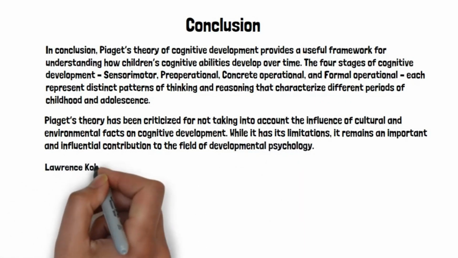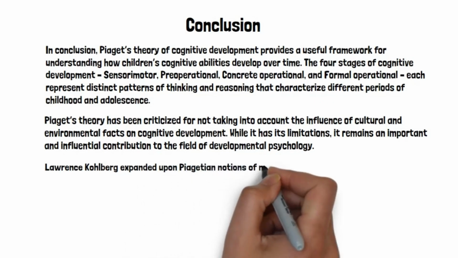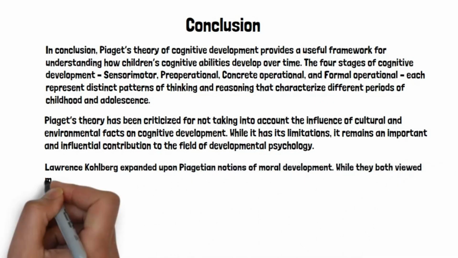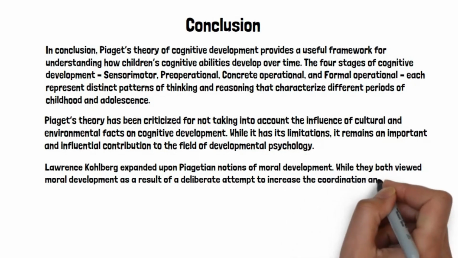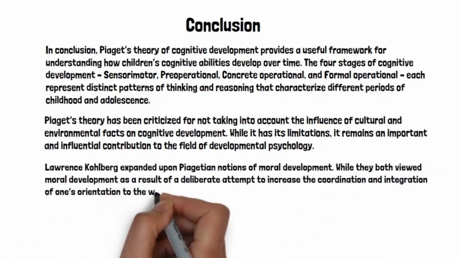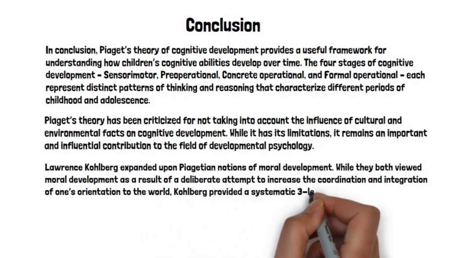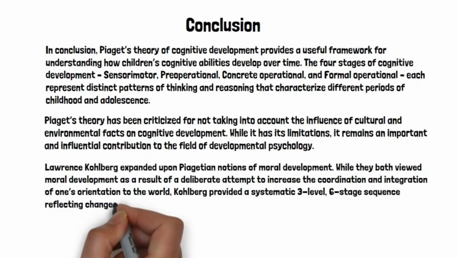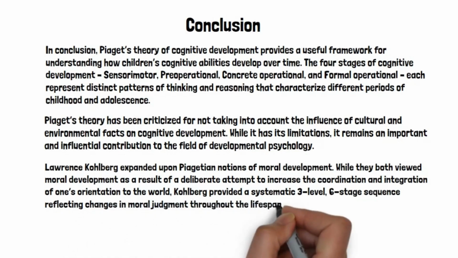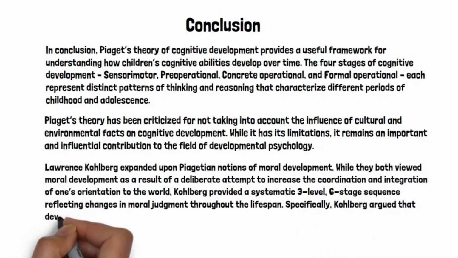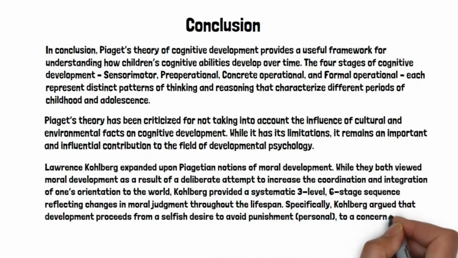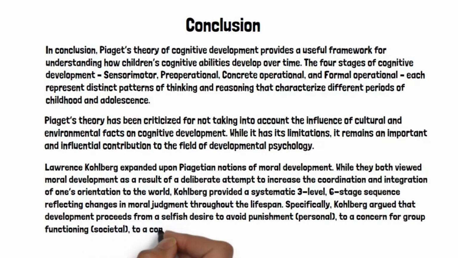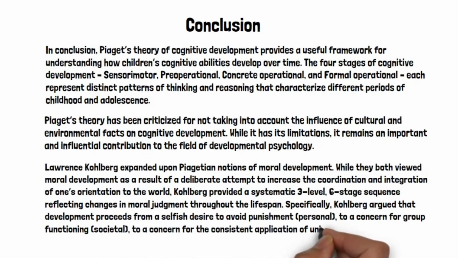Lawrence Kohlberg expanded upon Piagetian notions of moral development. While they both viewed moral development as a result of a deliberate attempt to increase the coordination and integration of one's orientation to the world, Kohlberg provided a systematic 3-level, 6-stage sequence reflecting changes in moral judgment throughout the lifespan. Kohlberg argued that development proceeds from a selfish desire to avoid punishment, to a concern for group functioning, to a concern for the consistent application of universal ethical principles. Now let us proceed to another theory.